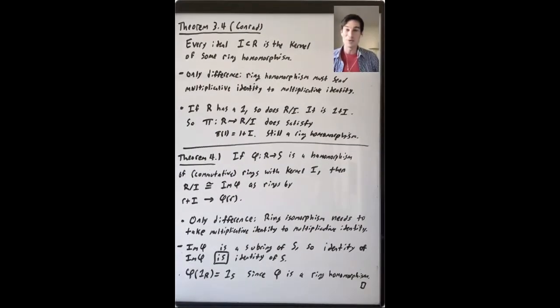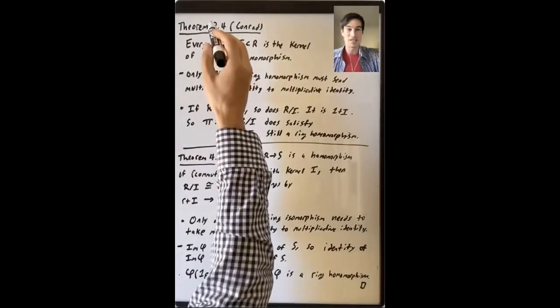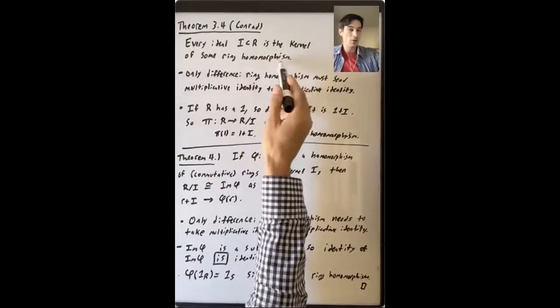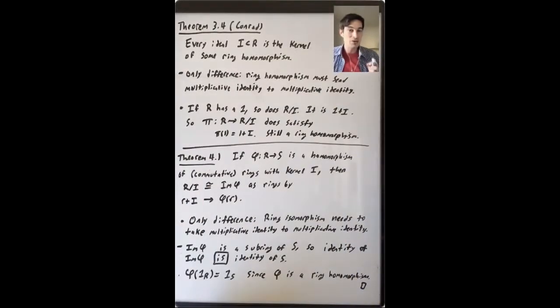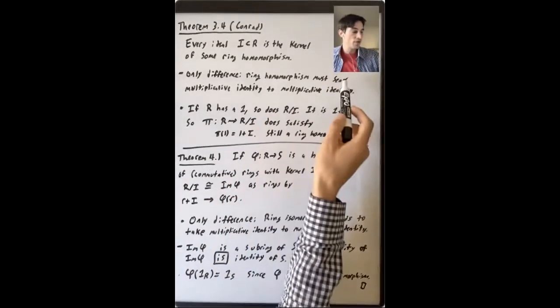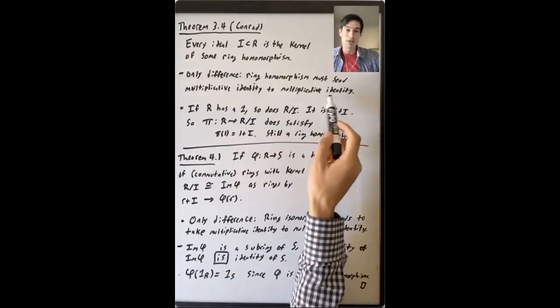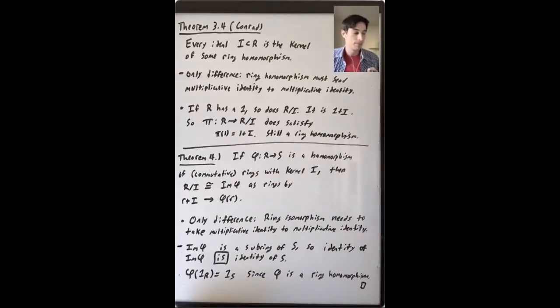Let's talk about two results from Conrad's notes on properties of ideals. First is theorem 3.4, which says every ideal is the kernel of some ring homomorphism. So it's exactly the same statement as the statement we just proved. The only difference is that the definition of ring homomorphism here has an extra property, that the ring homomorphism must send the multiplicative identity of the first ring to the multiplicative identity of the second ring.